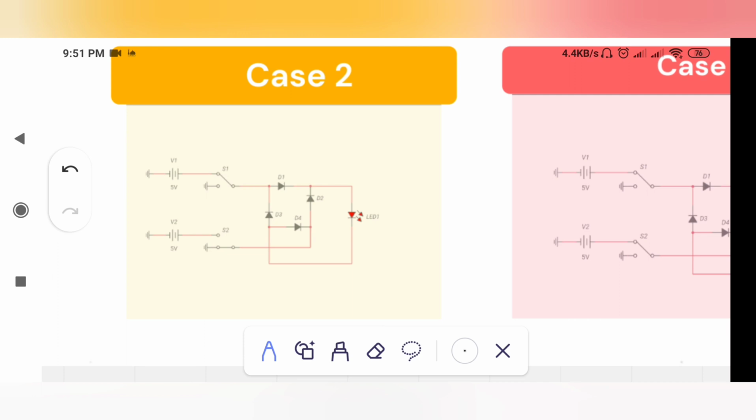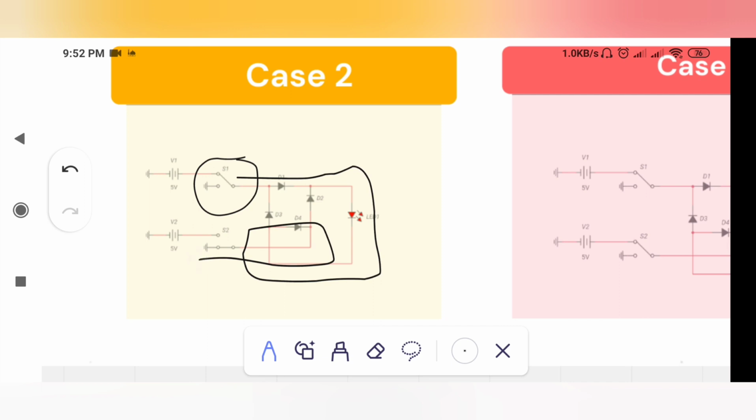In this case, switch S1 is connected to the 5 volt source and switch S2 is grounded. Now I will show you how the current flows. The current will flow from D1, the LED, and then through D4 and then to ground. In this case, diode D1 and diode D4 will remain turned on.